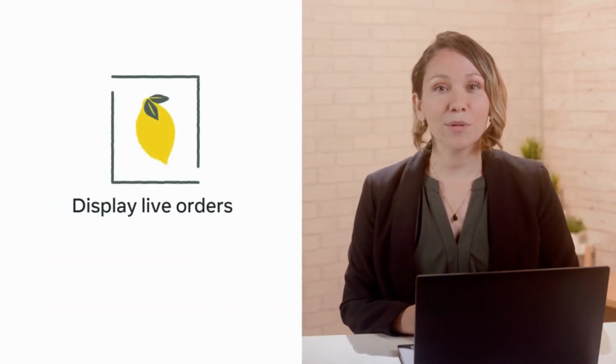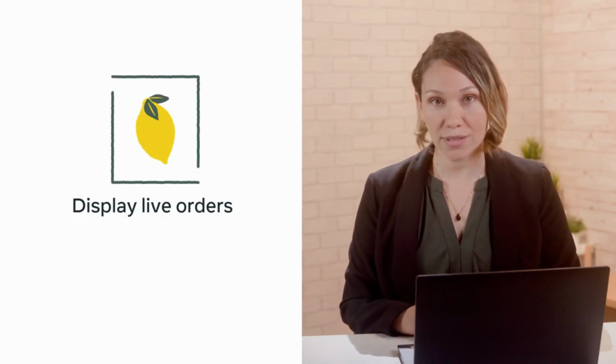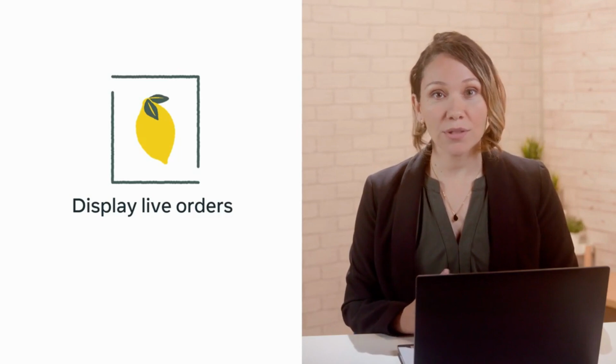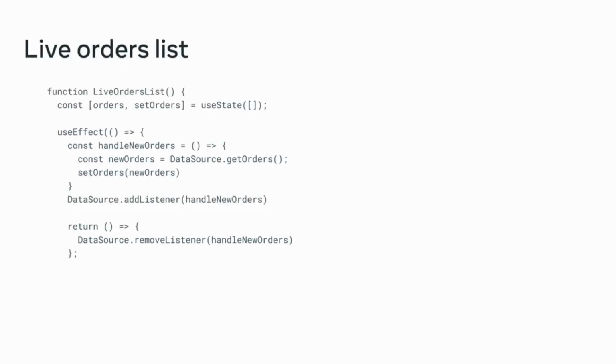Imagine that you are tasked with building the logic to display a list of live orders for the Little Lemon restaurant app. Let's explore how this could be achieved. Here is a valid implementation for a live orders list, where local state is used for storing the current list of orders, and useEffect handles both the subscription and unsubscription to the live data, updating the order's value as soon as a new order arrives.